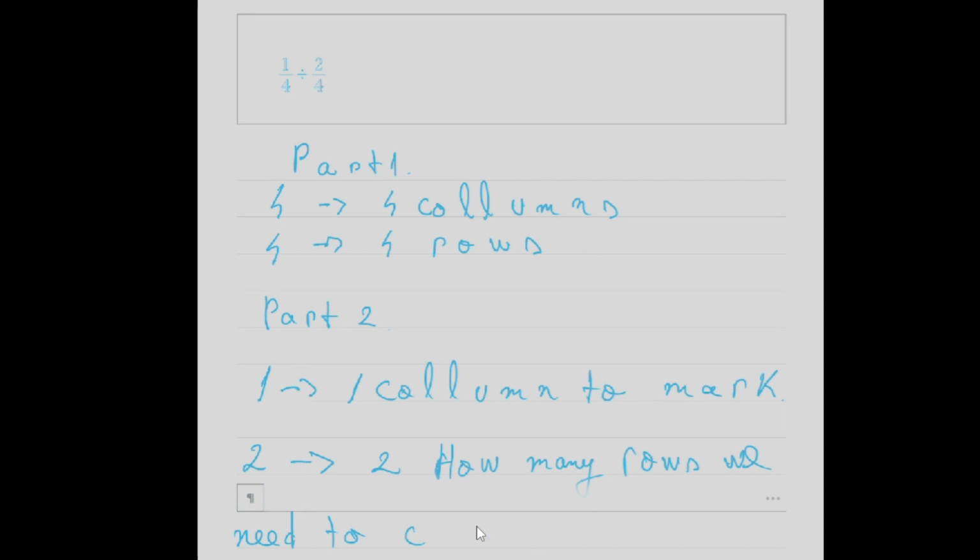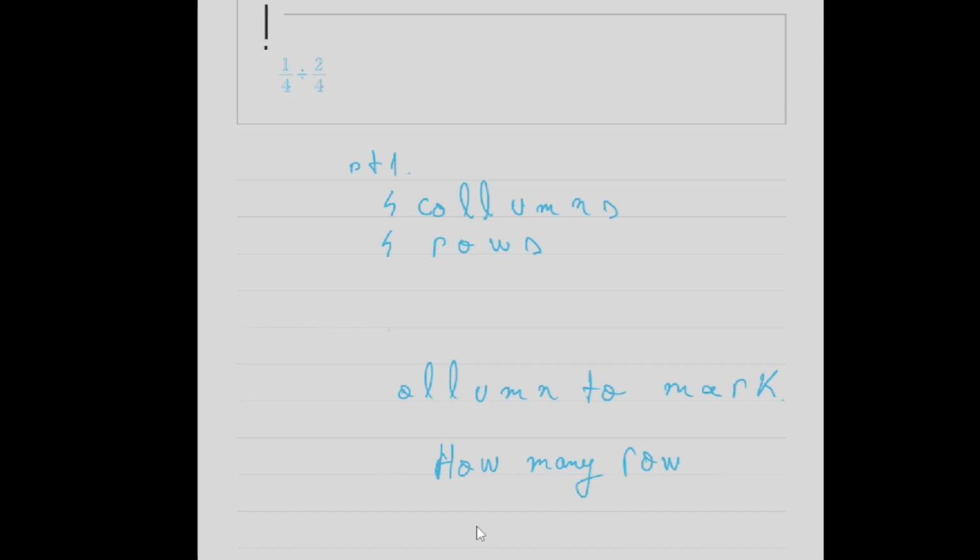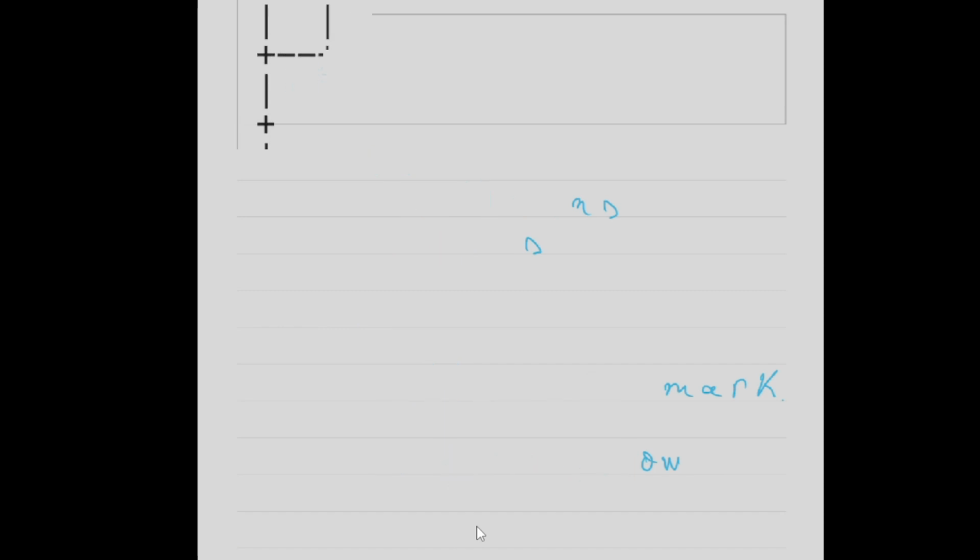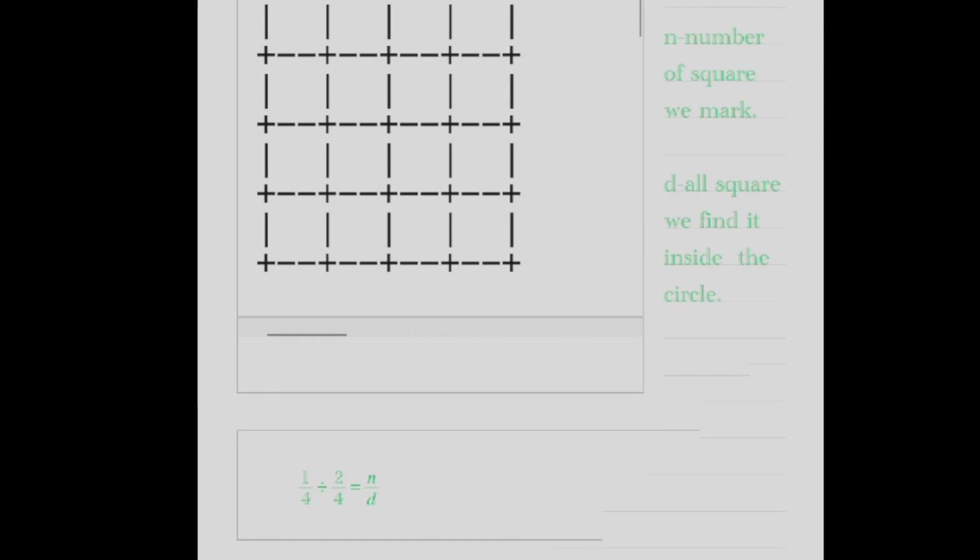I will delete everything from here. Okay, look. What I told you previously, so I made the grid. I need 4 columns and 4 rows. You see the grid, 4 columns and 4 rows. 1, 2, 3, 4 rows, and 1, 2, 3, 4 columns.